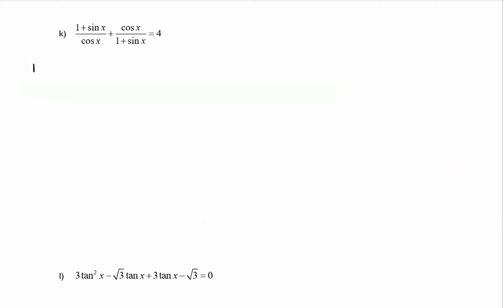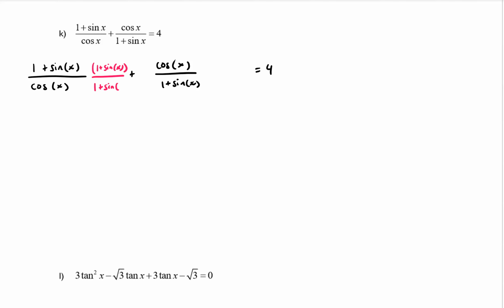So for example K, I have 1 plus sine of x over cosine of x plus cosine of x divided by 1 plus sine of x, and that is equal to 4. And I want to find a common denominator, so I'm going to multiply the first fraction by 1 plus sine of x over 1 plus sine of x. And then the second fraction, I'm going to multiply by cosine of x over cosine of x.